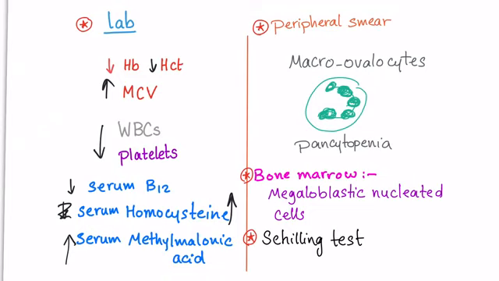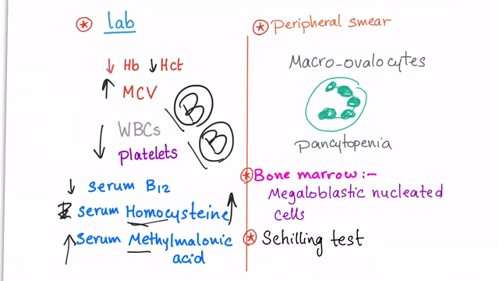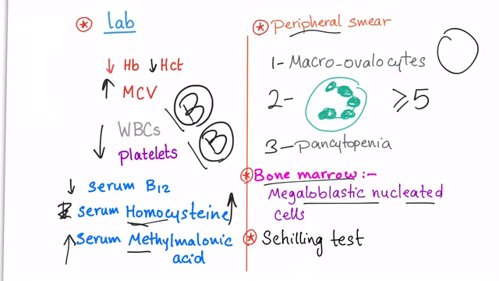The way to remember it, we have homocysteine and methylmalonic acid. Both of them are elevated in B12 deficiency. Folate will only have the homocysteine. So both elevated in B12 deficiency. However, on the peripheral smear, we will have macrovalocytes, large RBCs. We'll have hypersegmented neutrophils with more than 5 lobes. Pancytopenia. Bone marrow biopsy will yield megaloblastic nucleated cells. Schilling test can diagnose B12 deficiency. It's rarely done. Maybe I'll discuss it in a separate video.